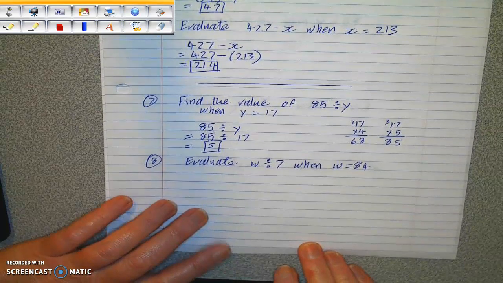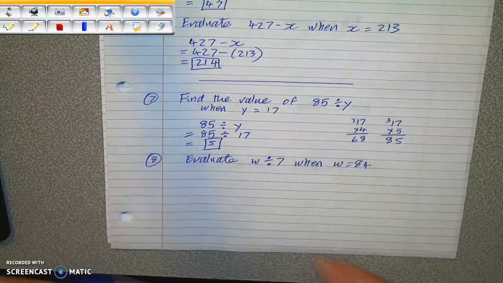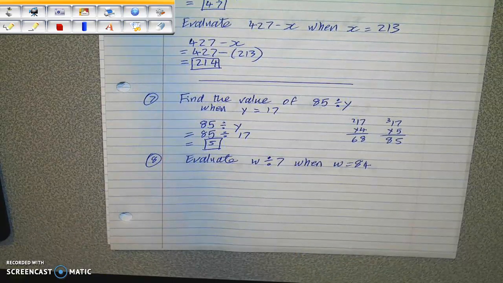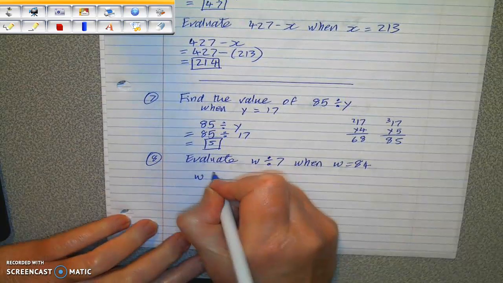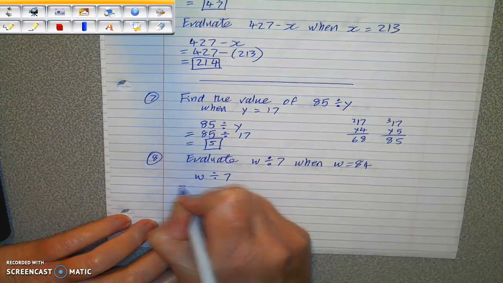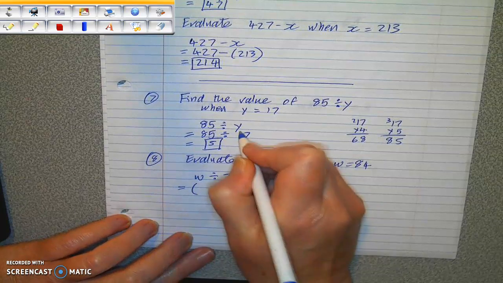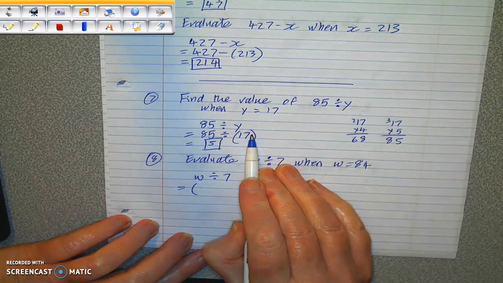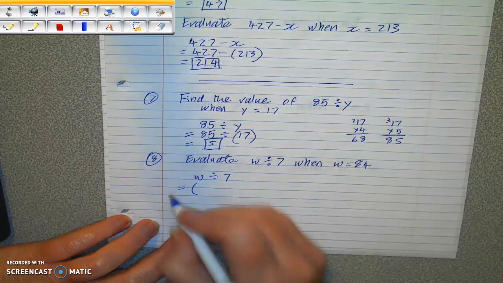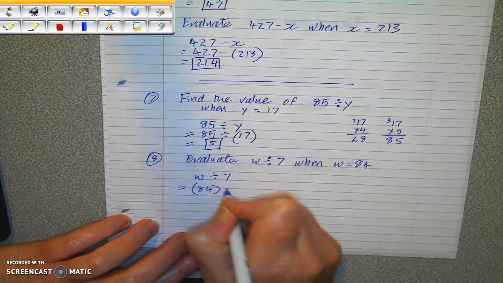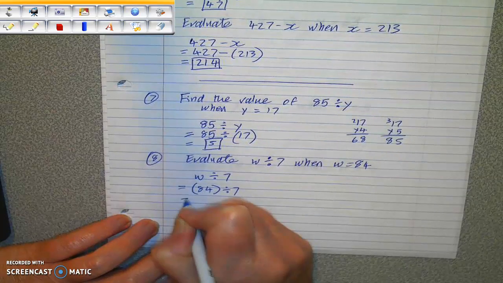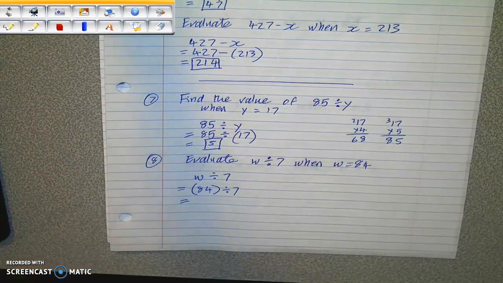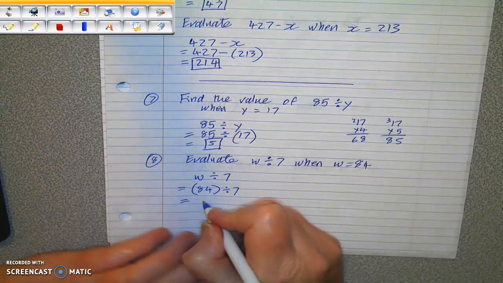Now you're going to do the next problem yourselves. W divided by 7 when W equals 84. Oop, I forgot my parentheses up here. Did you guys notice that? Make sure you put the parentheses in. So 84 divided by 7. 84 divided by 7 is going to be 12.